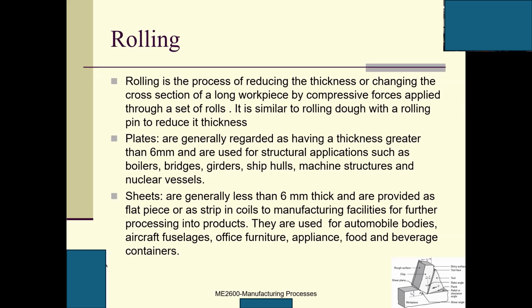So this is the thin sheet. Plates are for structural applications such as boilers, bridges, gutters, civil engineering applications, ship hulls, machine structures, and nuclear vessels. So plates are big enough. Sheets are usually for automobile bodies. An automobile body is not very thick, it is thin. Also the aircraft fuselage, office furniture, food and beverage containers. So we have plates and sheets.